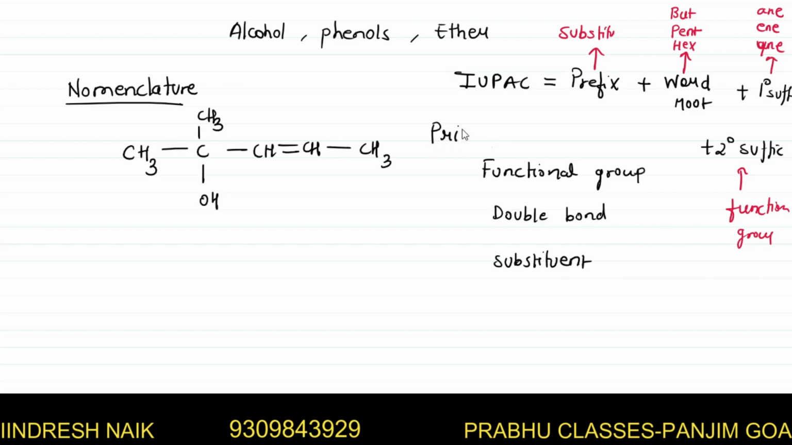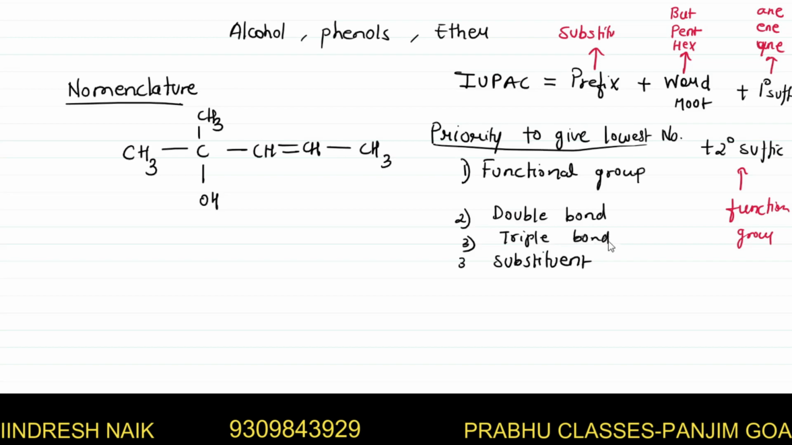Priority to give the lowest number is this. A functional group should get the lowest number, then double bond, then third is triple bond, and last, fourth, is substituent. What is the meaning of this? If there is a functional group, that functional group should get the lowest number. If there is no functional group, only double bond and substituents, then you should give the lowest number to the double bond. If there is a double bond and a triple bond, you should give the lowest number to the double bond.